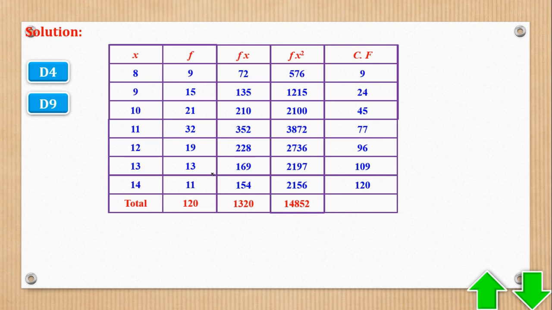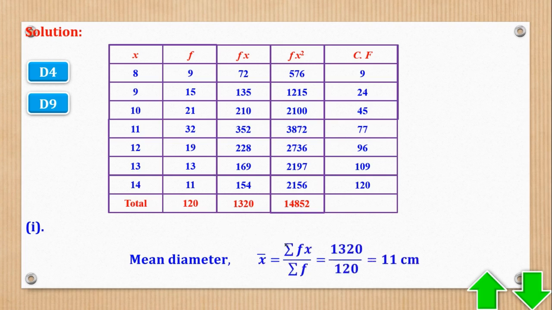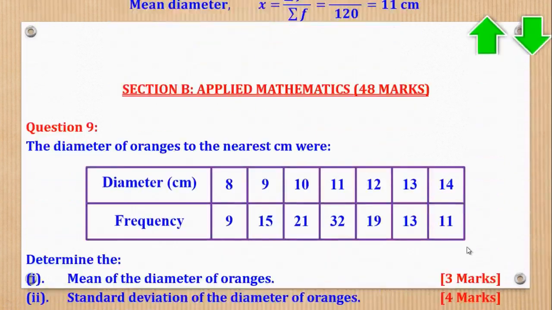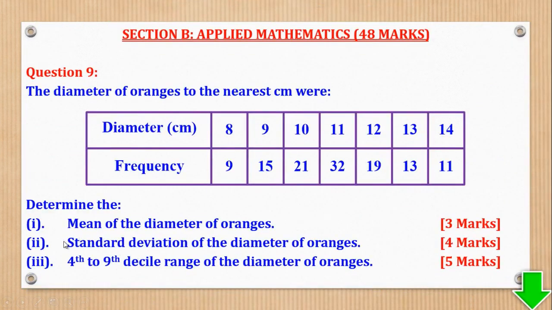So now that we are done with tabulation, we shall start our solutions. Roman 1, they wanted the mean. So mean diameter, the formula is summation fx over summation f. Summation fx is this, summation f is this. So divide the two to get the mean. So that was Roman 1. Roman 2 is standard deviation.